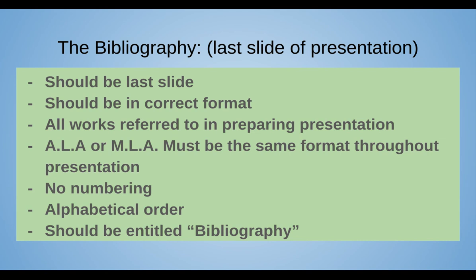Now, I have decided that you can use APA, but I also have decided that you can use MLA. But the one thing I want you to keep in mind is if your parenthetical citations are MLA, then your bibliography should be MLA also. If your citations are APA, then your bibliography should be APA also. Remember, on the bibliography, you do not number. You put it in alphabetical order according to the first word, and on the top of your bibliography, it should have the word bibliography.